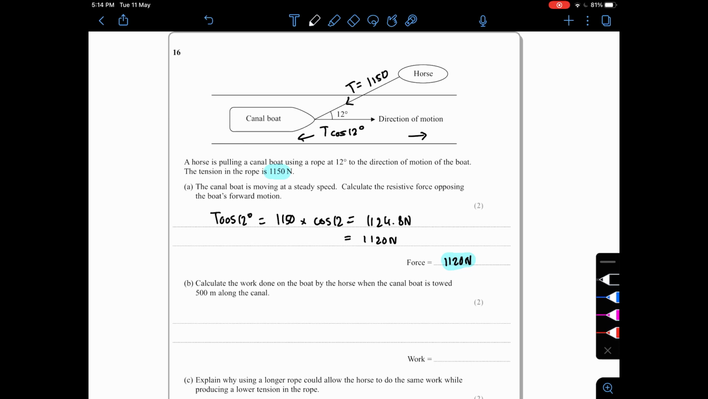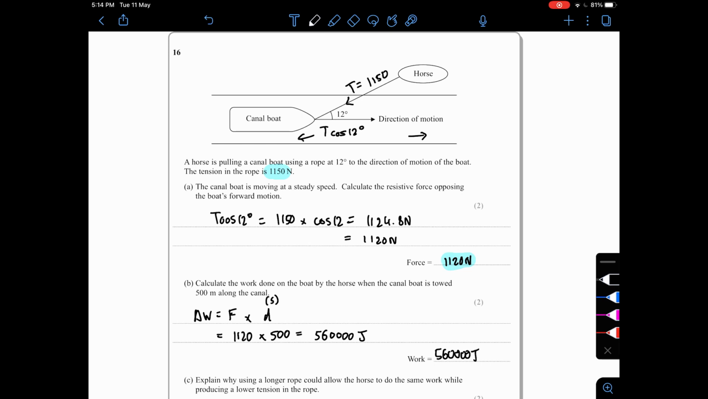Next, calculate the work done on the boat when the canal boat is towed 500 meters along the canal, right? So we can say work done is usually force times the distance, which you can write as d, or you can write s for distance as well. So the force we know, we can use the previous force, 1120 times 500. That gives us 560,000, and that is in joules, because work done is also energy, right?